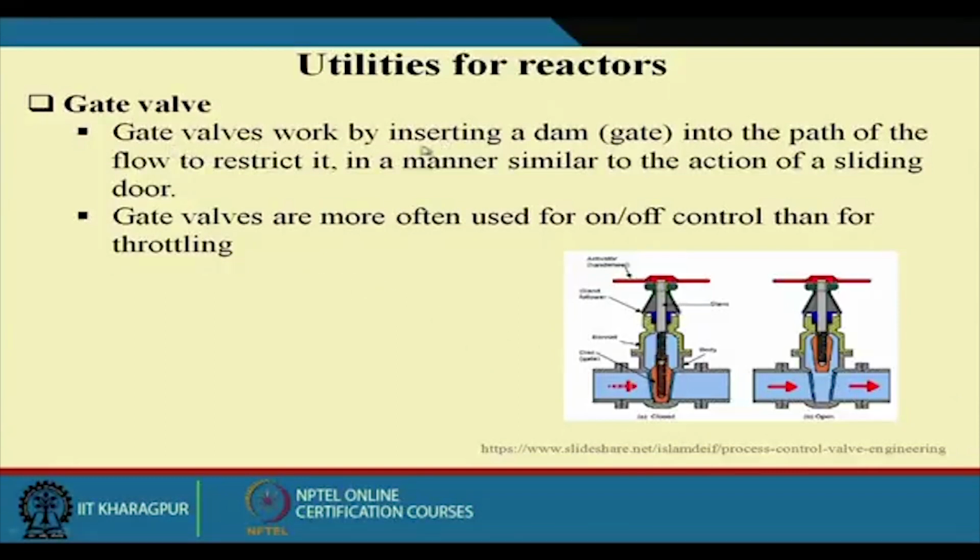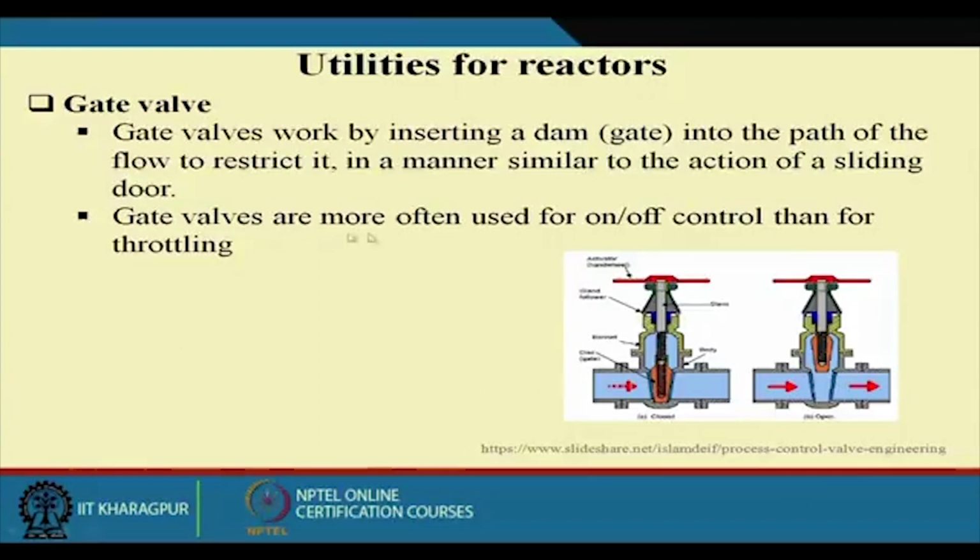The gate valve works by inserting a gate into the path of the flow to restrict it, in a manner similar to the action of a sliding door. So it is just like a sliding door. If you open it, everything is open, and if you close it, everything is closed. Here in this valve also, when it comes down, it is totally closed, and when it is open, it opens totally. So when liquid is flowing through this, there should not be any kind of hindrance to the flow of the liquid. No friction, no hindrance will be there. All liquid will go out like that.